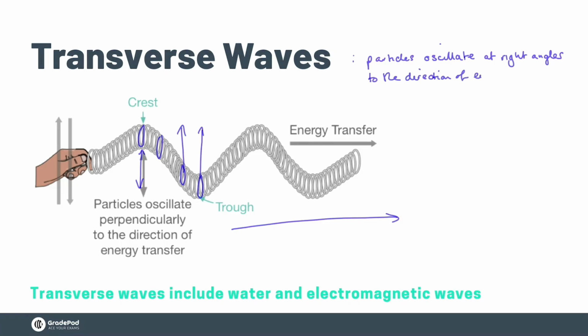of energy transfer. Now, you know I'm going to ask you to pop this in your revision notes at the end, don't you? So why don't you get your revision notes out now and go to the definitions section and write this definition in now. And then we don't have to do it at the end, right? Particles oscillate at right angles to the direction of energy transfer. And examples of transverse waves are water waves and electromagnetic waves. If you don't know what electromagnetic waves are yet, never fear, we will be talking about that very shortly.